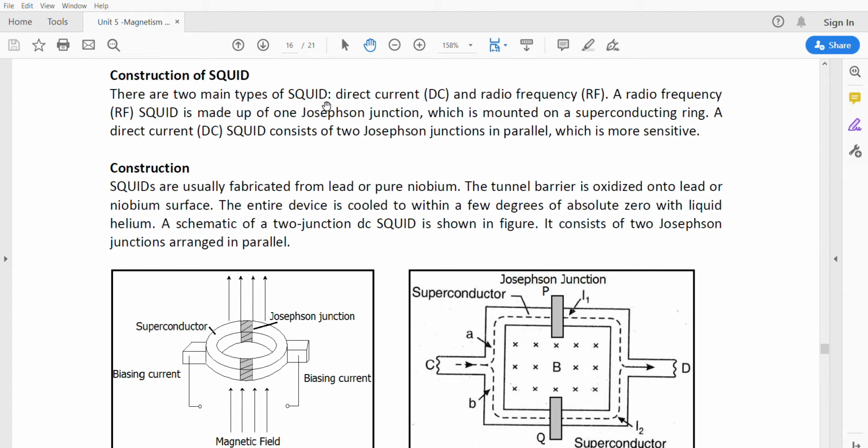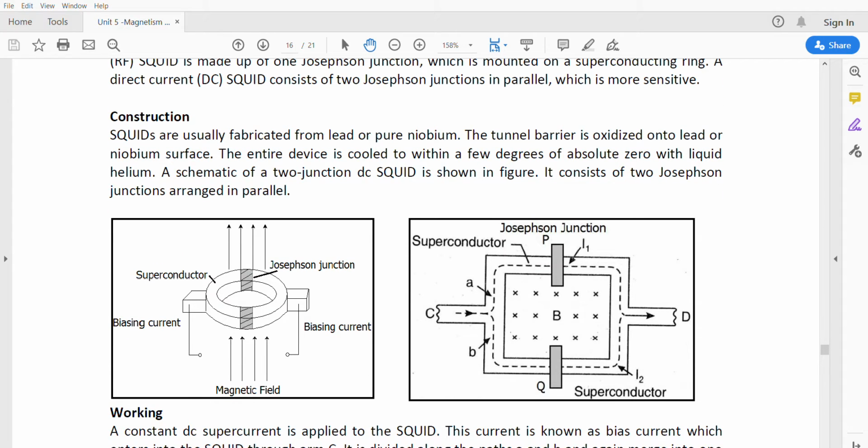A radio frequency SQUID is made up of only one Josephson junction, which is mounted on a superconducting ring, and the second one, the DC SQUID, consists of two Josephson junctions in parallel, which is more sensitive. Here the radio frequency one is the example. We can understand the construction from here. SQUIDs are usually made up of niobium or lead type of materials. So a lead superconductor is used here.